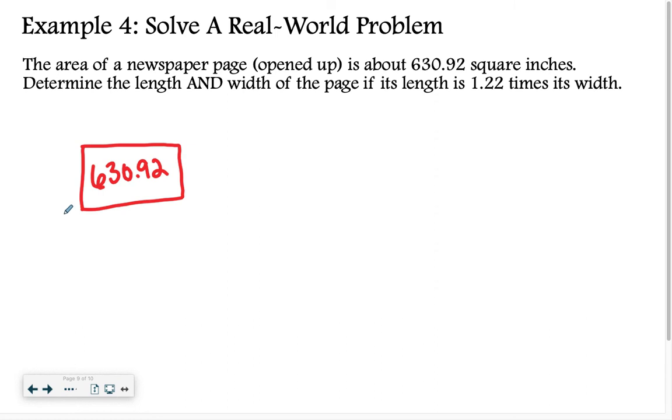It's not perfect, but it doesn't have to be. And I labeled the inside area with 630.92. Then I have a length and a width. I don't know what my width is, so that's where I'm going to put my variable. I'm going to use W.